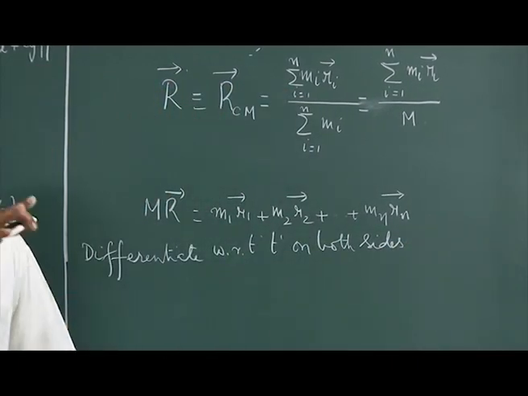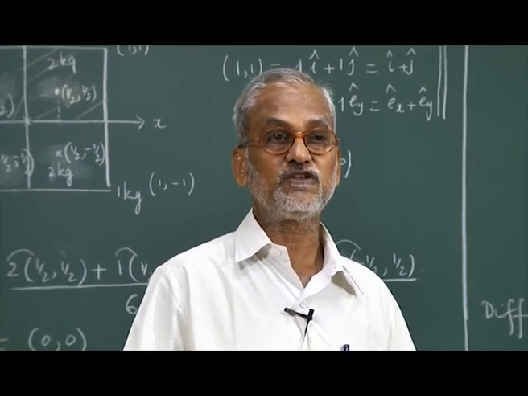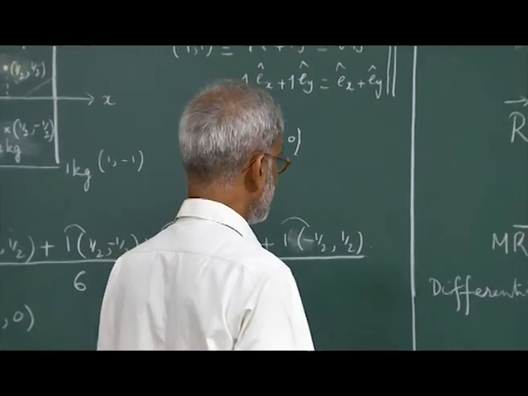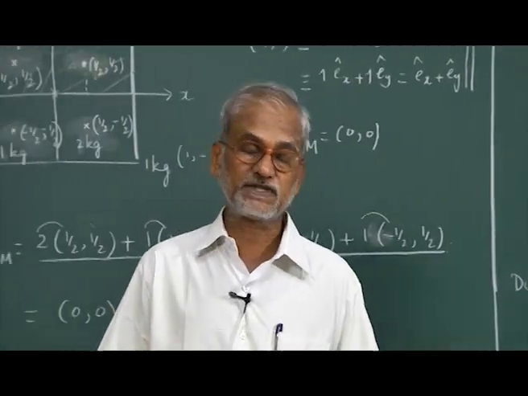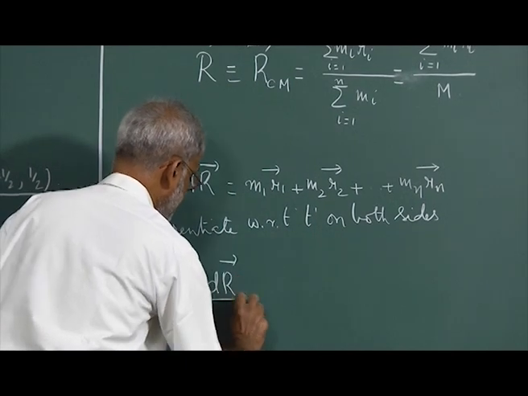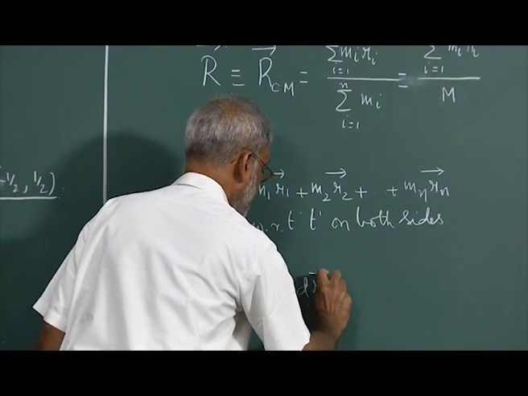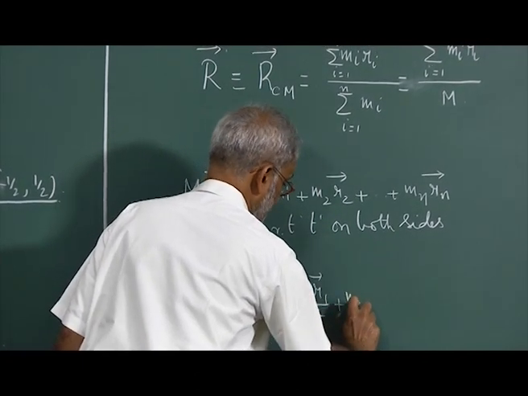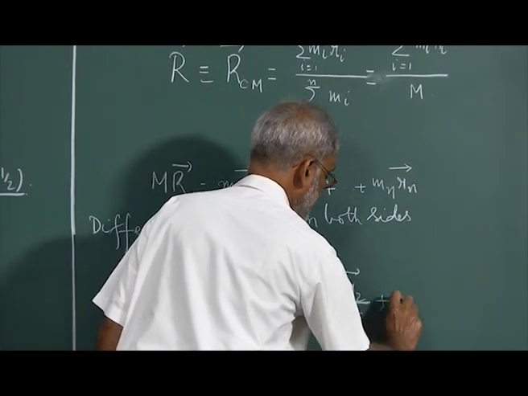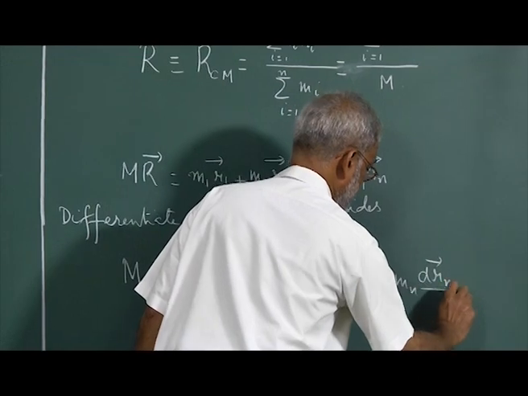Remember, the particles are going to move, masses are not going to change, therefore the position vectors of these particles are all functions of time. Therefore, there is meaning in talking about differentiating the position vectors with respect to time. So, what do we get? M into dR by dt is equal to m1 dr1 vector by dt plus m2 times dr2 vector by dt etc., all the way up to m sub n drn vector by dt.